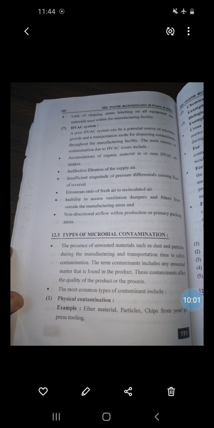So this is all about the sources of microbial contamination. The next part we will see in the next lecture.